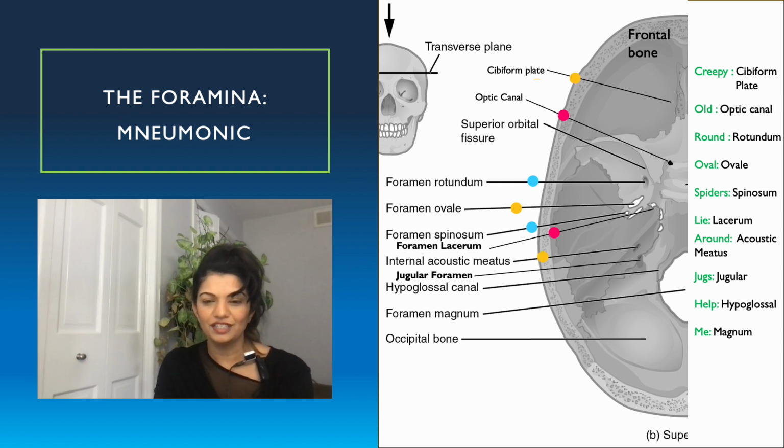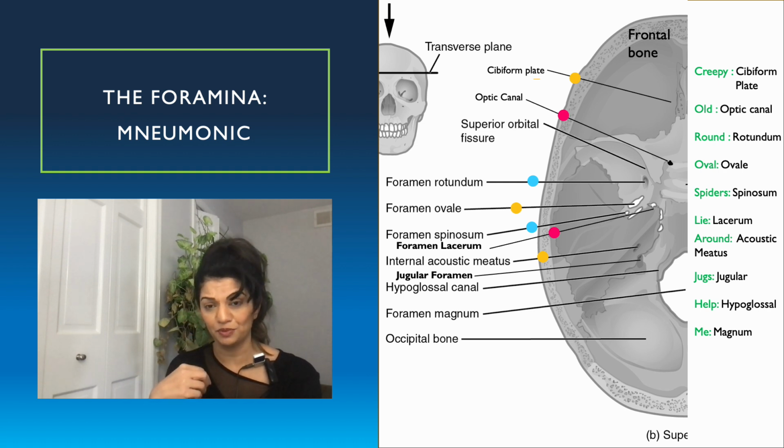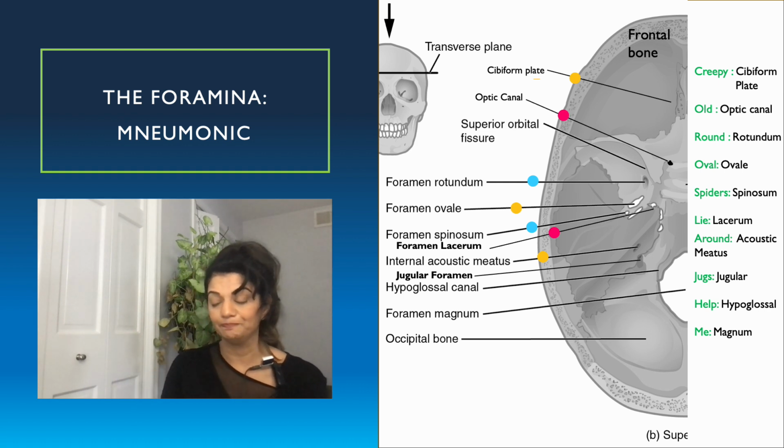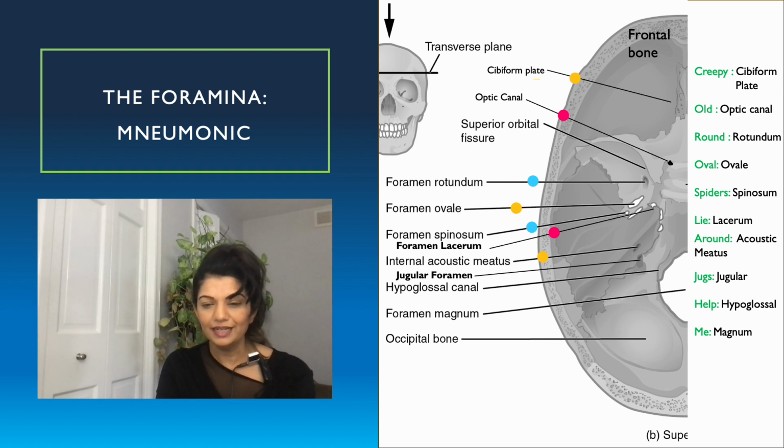And then we've got the next word, which is around, and that is for acoustic meatus. Now, the acoustic meatus is going to be in the petrous part of the temporal bone, and the cranial nerves 7 and 8 will actually go through there. All right, keep going here. We've got jugs, which is for jugular foramen. Now this one has cranial nerves 9, 10, and 11 that go through it.